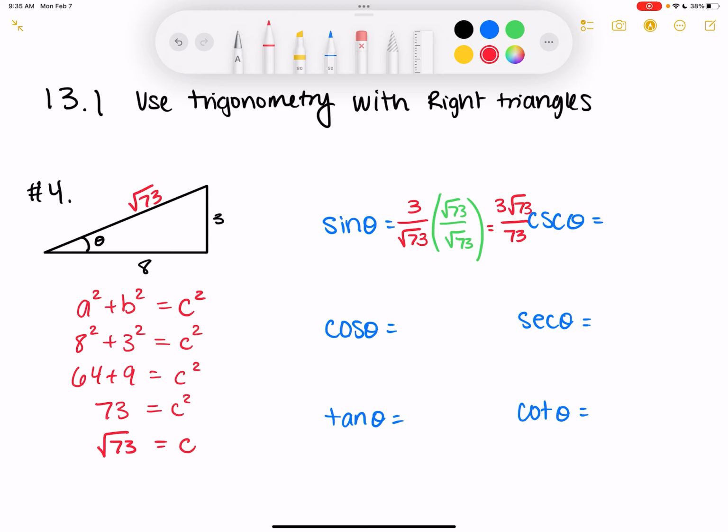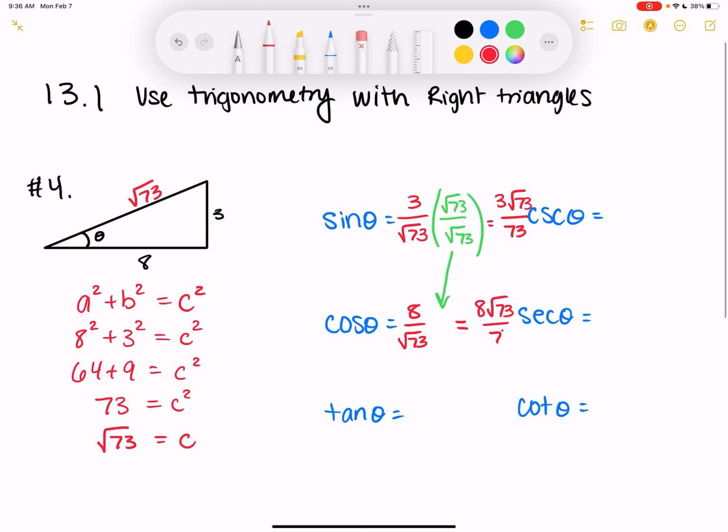All right, I think everybody's on like 3 now. Cosine is what? Adjacent over hypotenuse. That's going to be 8 over the square root of 73. Again, I'm still multiplying by the square root of 73 over the square root of 73. For the sake of space, I'm not going to write it. If you don't write it, I'm going to assume you just know what you're doing. You don't have to write it. Just 8 square root of 73 over 73.